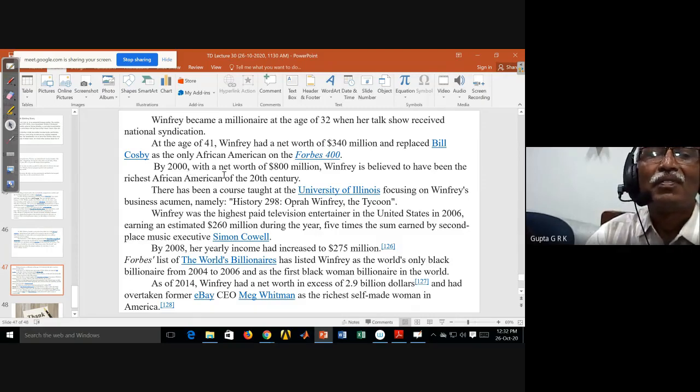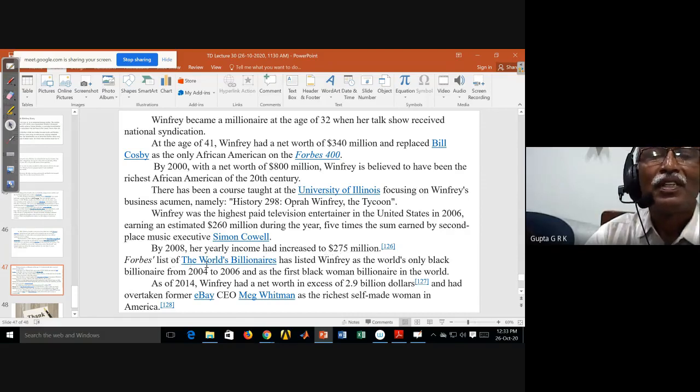By 2000, with a net worth of $800 million, Winfrey is believed to have been the richest African American of the 20th century. There has been a course taught at the University of Illinois focusing on Winfrey's business acumen, namely History 298, Oprah Winfrey, the Tycoon. Winfrey was the highest paid television entertainer in the United States in 2006, earning an estimated $260 million during the year, 5 times the sum earned by second-place music executive Simon Cowell. By 2008, her yearly income had increased to $275 million.